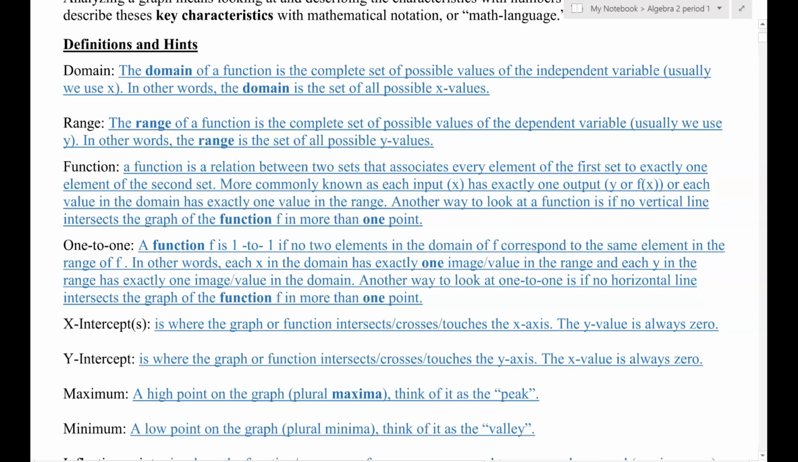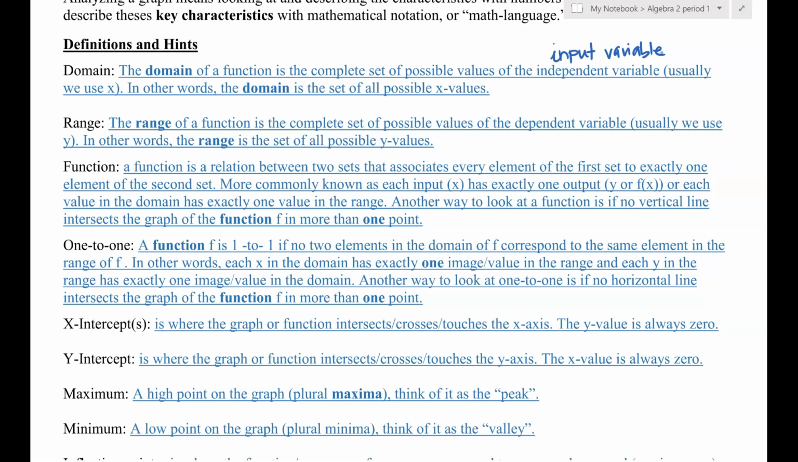Domain and range, which are the first two. I'm pretty sure you have heard these from Algebra 1 already. The domain of a function is the complete set of possible values of the independent variable. Usually we use x for our independent. Sometimes we even use the word input variable, or just input for short. So independent, input, x, usually mean about the same thing. In other words, the domain is the set of all possible x values.